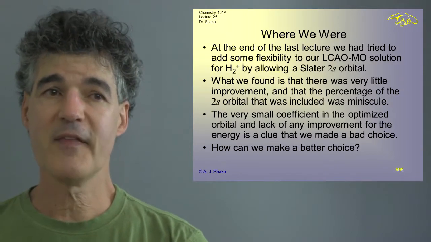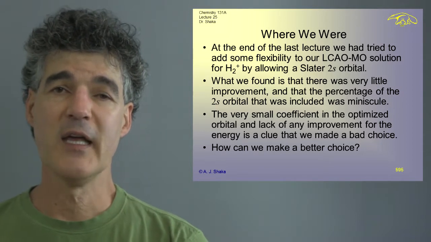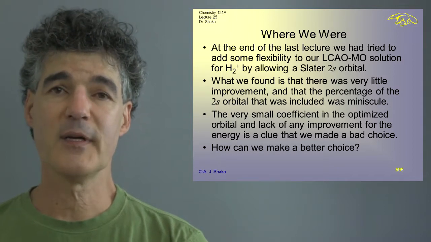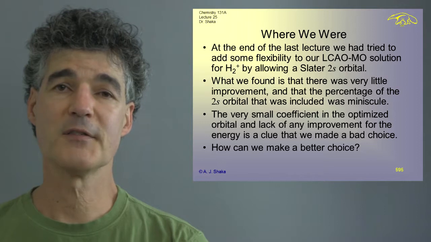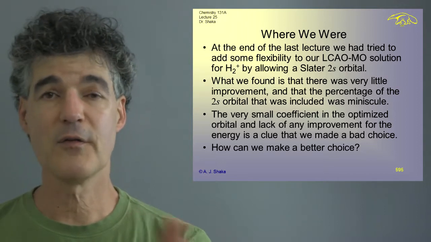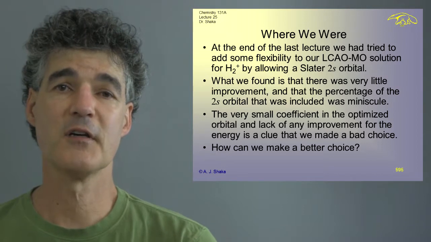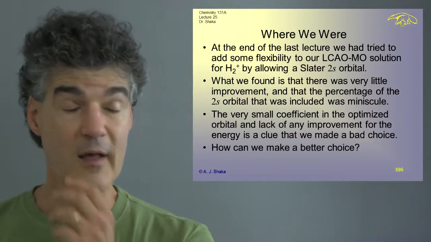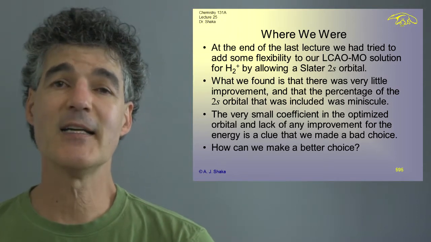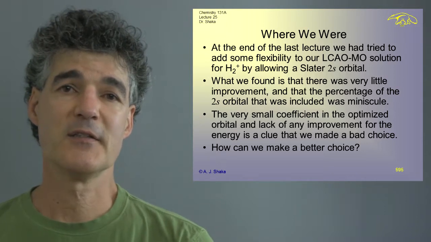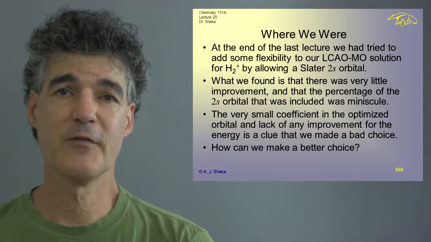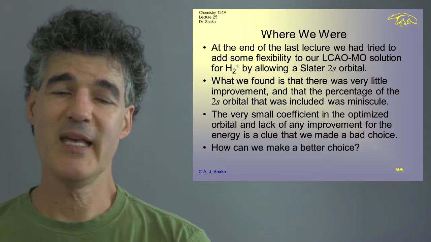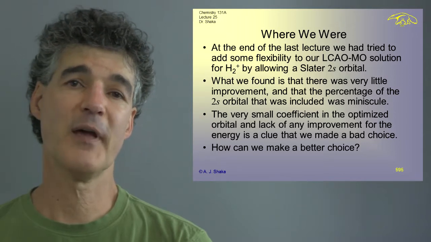Well, where were we? At the end of the last lecture, we tried to include a Slater 2s orbital to improve the energy for H2 plus. And what the calculation concludes, without going through the whole calculation, is that when we allow any amount of the 2s and 1s, it decides on its own that the 2s is not very important. It doesn't include very much of it, and the energy doesn't improve very much. And what that means, in fact, is that 2s was a very bad choice.